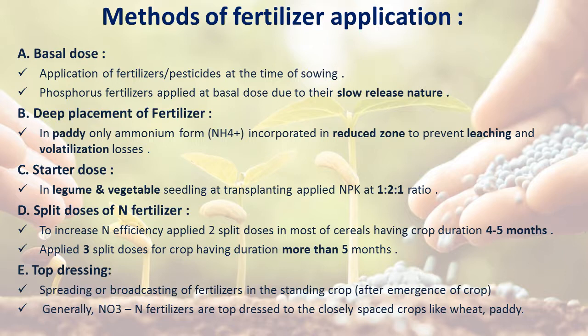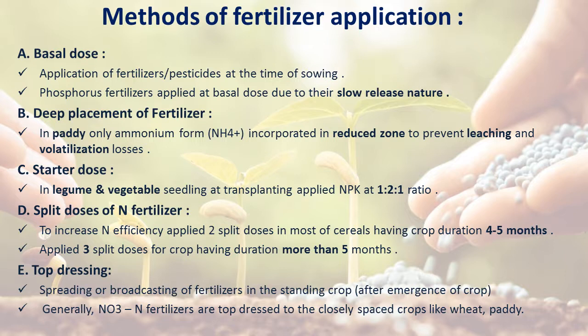I will explain the leaching and volatilization process in the next slide. Then is the starter dose. Starter dose is applied in legume and vegetable seedlings at the time of transplanting. The NPK ratio applied is 1:2:1.